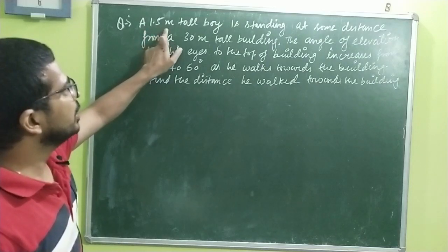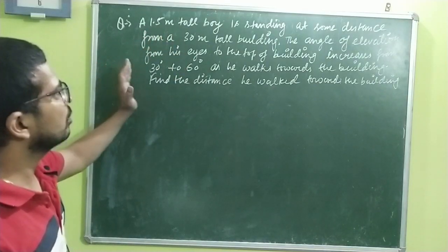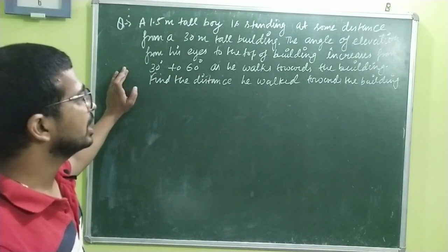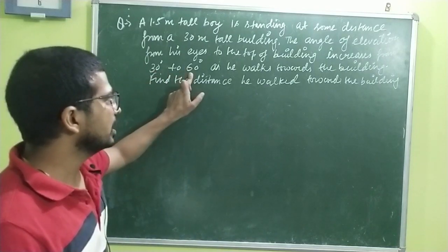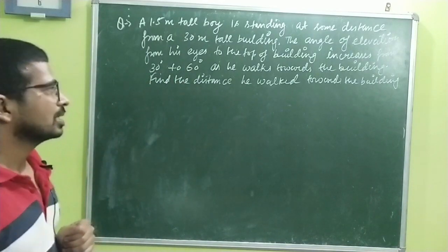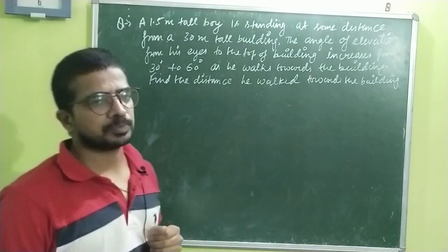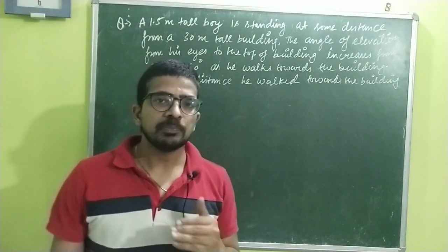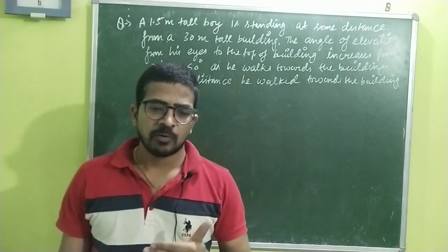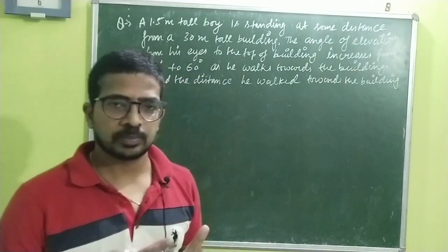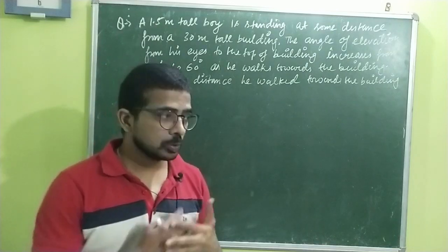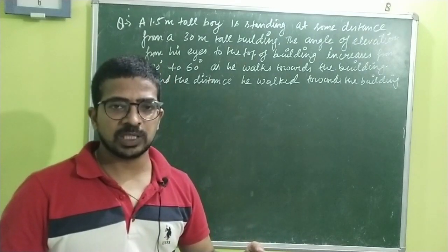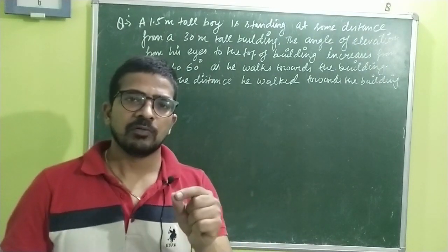A 1.5 meter tall boy is standing at some distance from a 30 meter tall building. The angle of elevation from his eyes to the top of the building increases from 30 degree to 60 degree as he walks towards the building. Find the distance he walked towards the building. Now this is again an interesting question. The students have confusion. When we move towards an object, we have to raise our head, so always remember this thing: as you move closer to a particular object, your angle of elevation will increase.